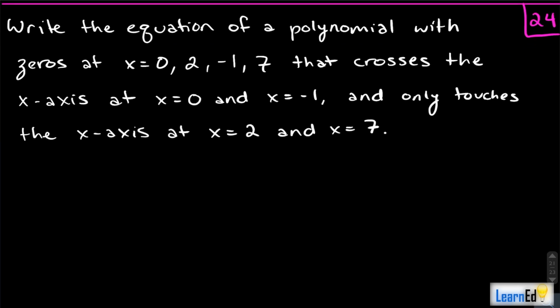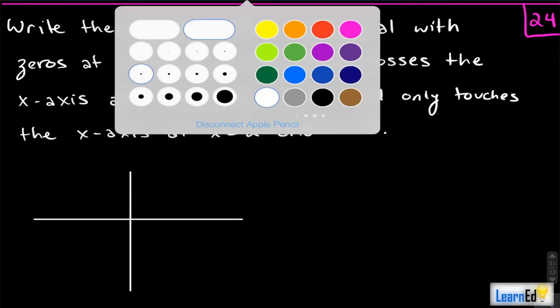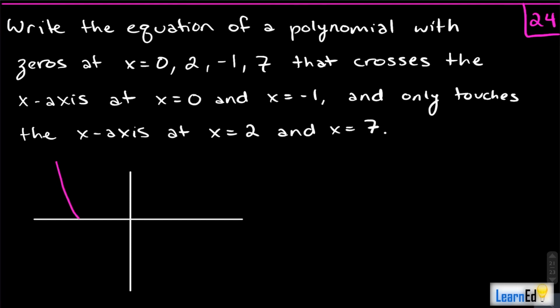All right? We want to write the equation of a polynomial with zeros at x equals 0, 2, -1, and 7 that crosses the x-axis at x equals 0 and x equals -1 and only touches the x-axis at x equals 2 and 7. So what are we talking about here? Well, we're talking about crossing and touching. Okay, so we have some polynomial, and I'm not going to draw this exactly, right? But it's going to be something like this, where it touches in some cases and then it crosses in others, right? Sometimes it touches, sometimes it crosses.